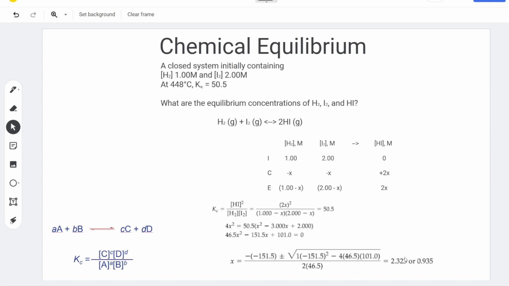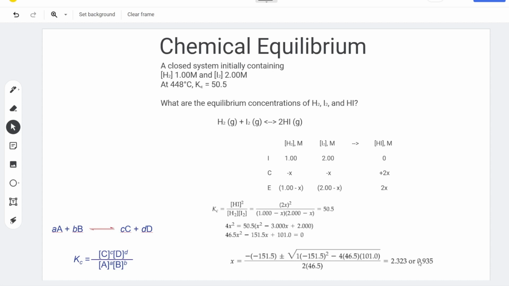Now we have found two possible values for x, but only one of them is correct. We cannot have negative equilibrium concentrations, so 2.323 is not possible for our x value, since that would make the concentration of hydrogen negative and the concentration of iodine negative. Therefore, x equals 0.935.